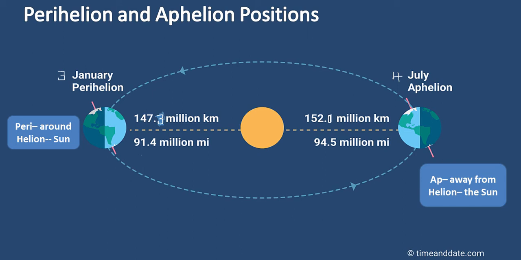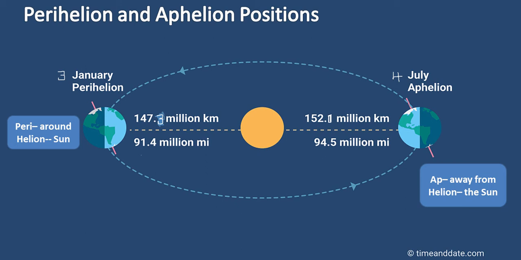When the Earth is closest to the Sun, the position is called perihelion. The word perihelion is derived from the Greek words peri and helion. Peri means around or near, helion means the Sun. The Earth is said to be in perihelion on January 3rd, when the distance is least, about 147.3 million kilometers.